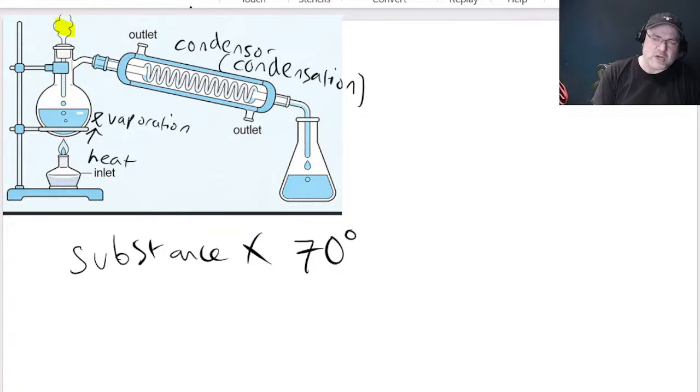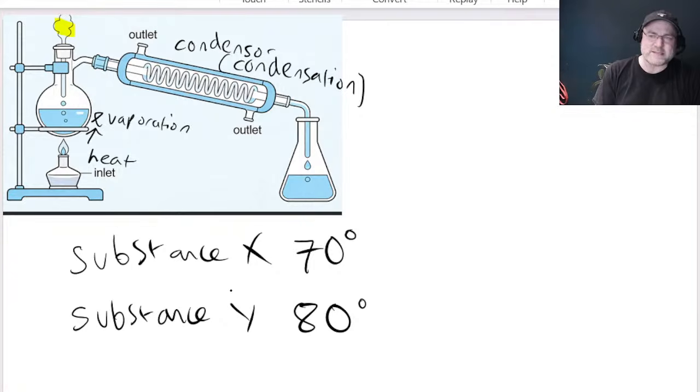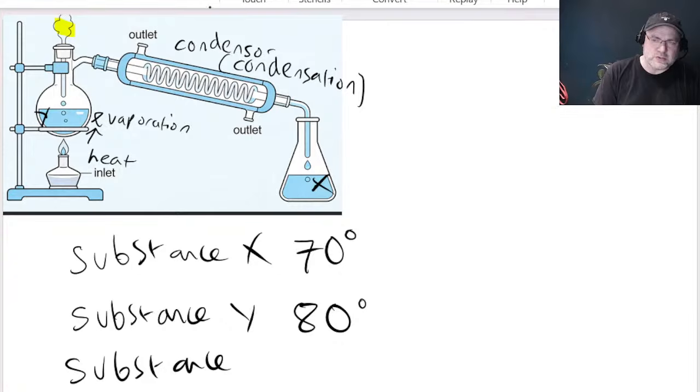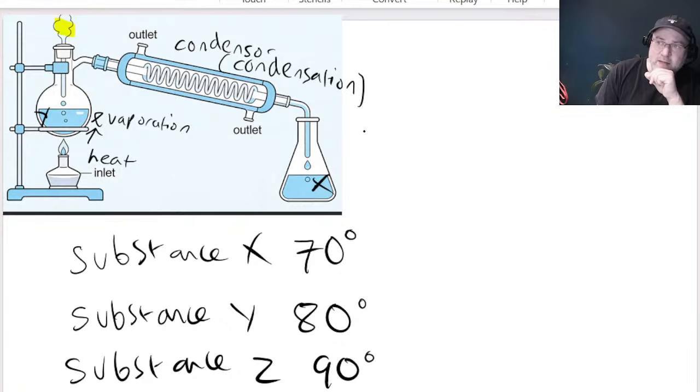So in a mixture, this is separating mixtures. If you have substance Y and that boils at 80 degrees, we don't want it to go to 80. We want to keep that in there, and we're going to get X in here and leave Y behind there. But let's pretend we've got three substances. What do you do then? So if I have substance Z, which boils at 90, I'm going to hold it at 70, and then I'm going to replace this with another one.